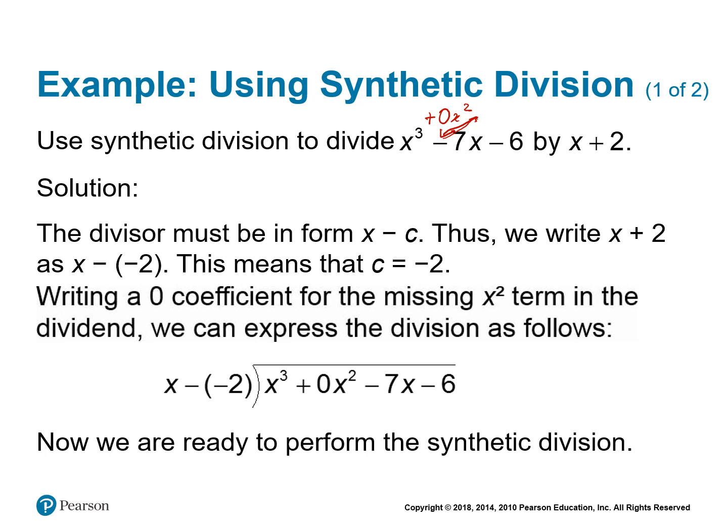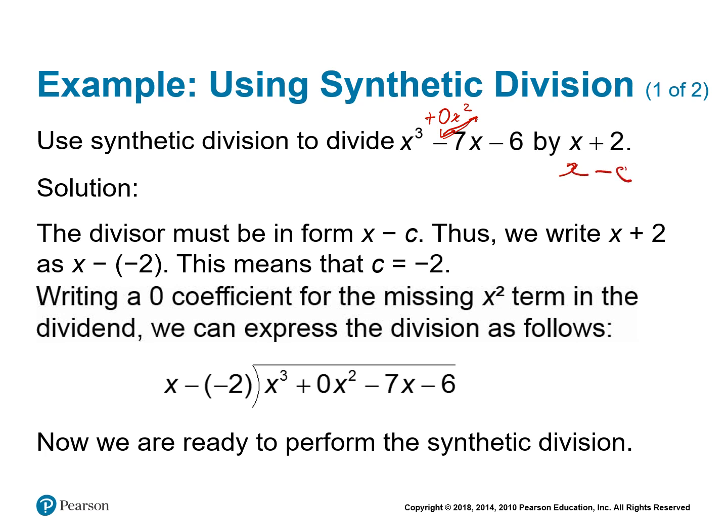Again, when we perform synthetic division, we are really not concerned about the variables. Our interest is only the coefficients. All right. So let's look at the solution. It says the divisor must be in form x minus c. Okay, so they have tackled the divisor first. So this is x plus 2. We don't see a visible minus sign here. The form is x minus c.